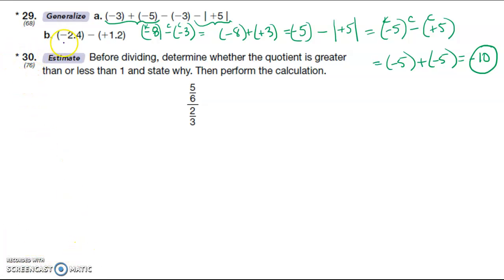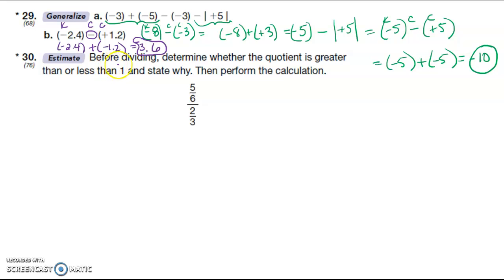Okay. B is a subtraction problem, and I know that from this. So I'm going to keep change. So I have -2.4 plus -1.2. My addition rules say that since these are the same sign, I'm going to add and keep the sign. So I have 3.6, and I'm going to keep that as a negative. Kind of running out of room here.